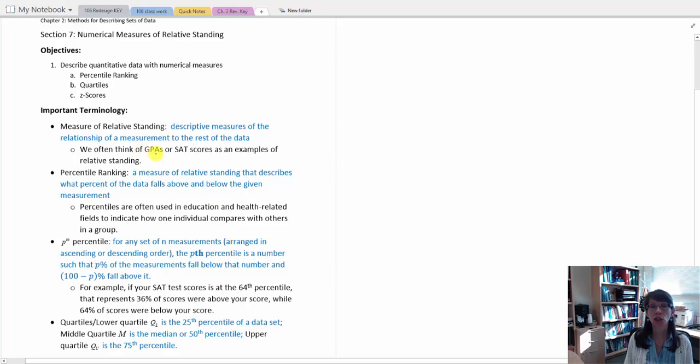So we often think about GPAs or SAT or ACT scores as examples of relative standing. We use percentile ranking as a measure of relative standing that describes what percent of data falls above and below a given measurement. So percentiles are often used in education or the health-related fields to indicate how one individual compares with others in a group.